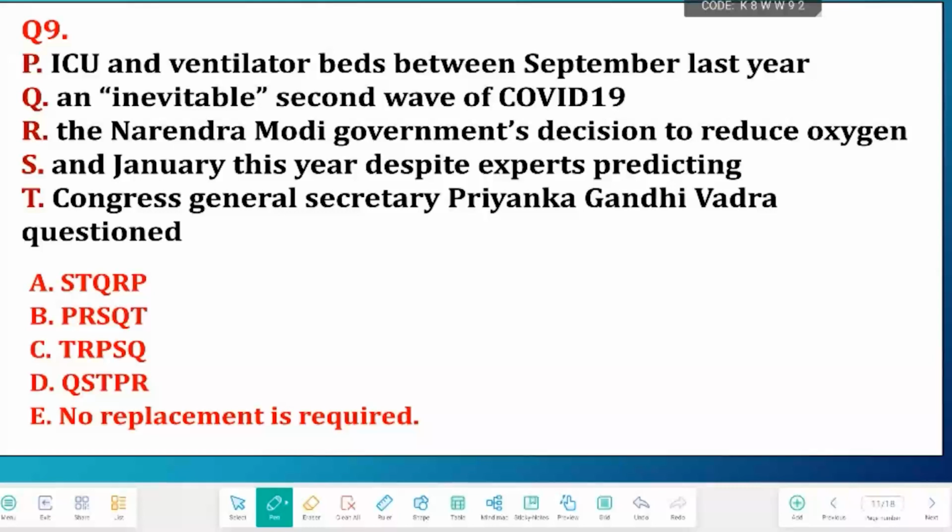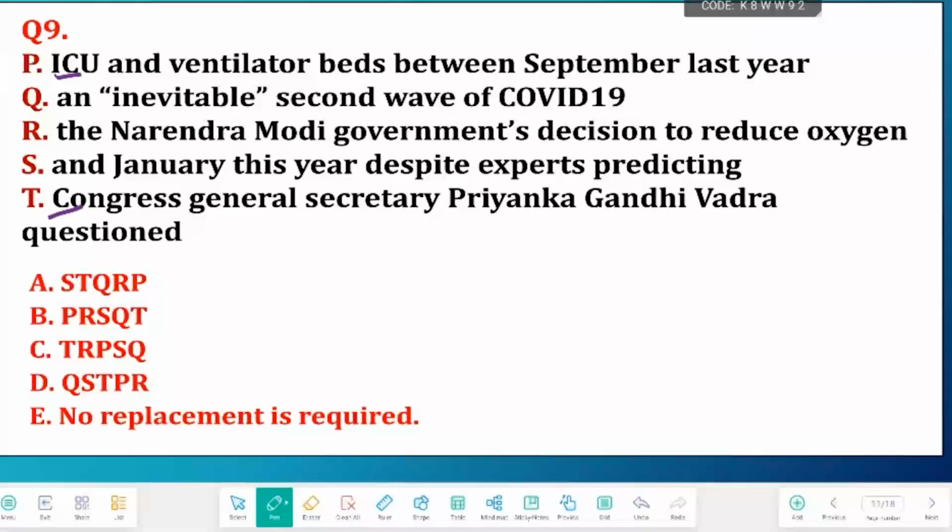So your time is up. Let's solve this. Now, as we saw in the last parajumble, only two statements are starting with capital letters. First, I'll read the P statement: ICU and ventilator beds between September last year. And Congress General Secretary Priyanka Gandhi Vadra questioned something.